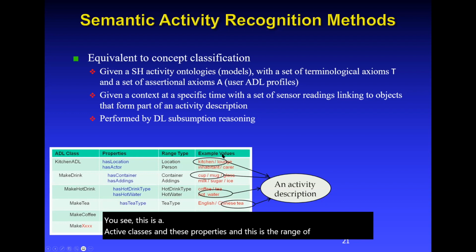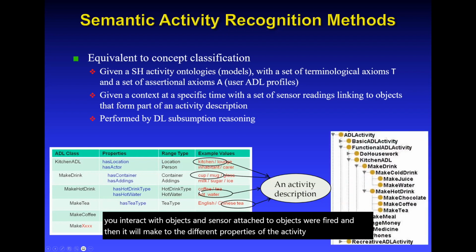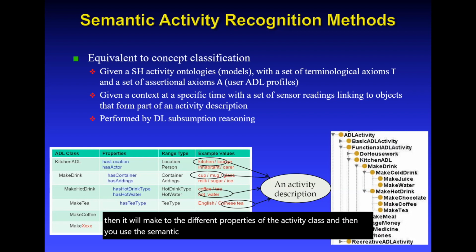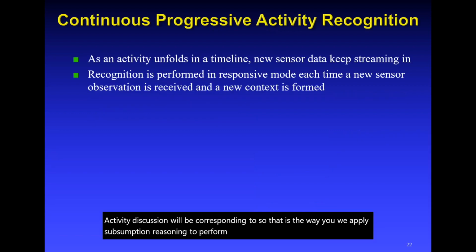When you interact with an object, the sensor attached to the object will fire, and it will map to the different properties of the activity class. Then you use semantic reasoning, and it can derive which class that activity description corresponds to. So that is the way we apply subsumption reasoning to perform activity recognition.